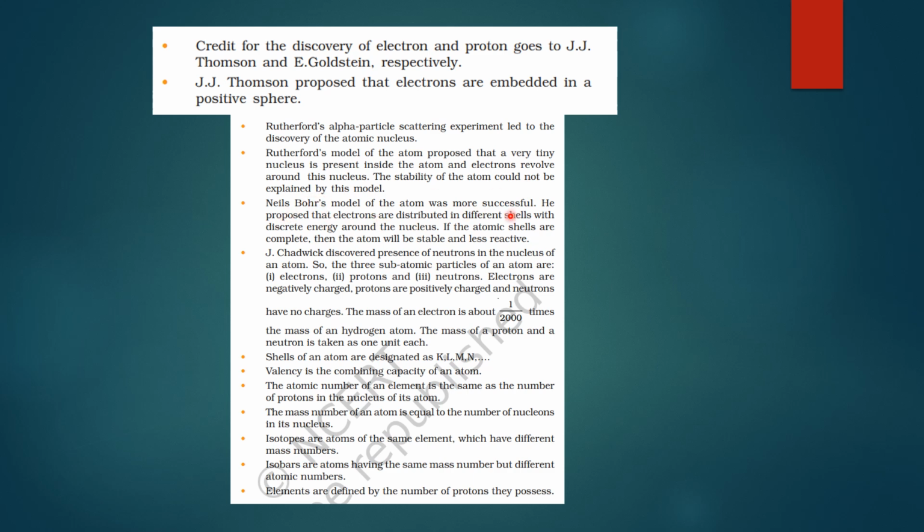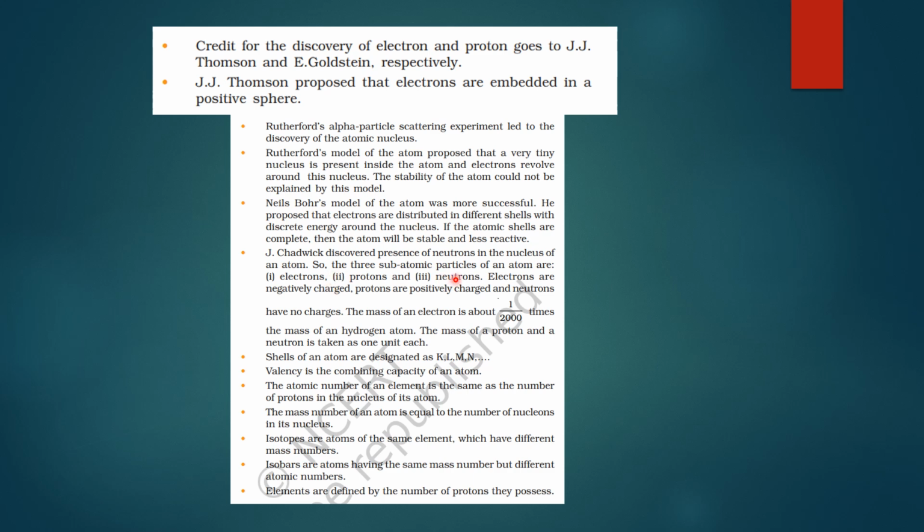ठीक है? He proposed that the electrons are distributed in different shells with discrete energy around the nucleus. If all the atomic shells are complete, then the atom will be stable and it will be less reactive, right? Then J. Chadwick, he discovered the presence of neutrons in the nucleus of an atom.